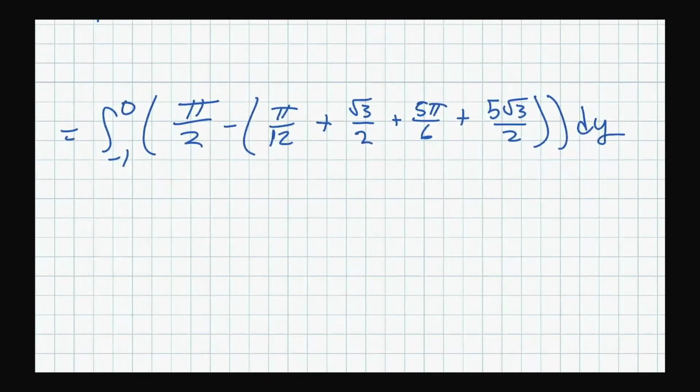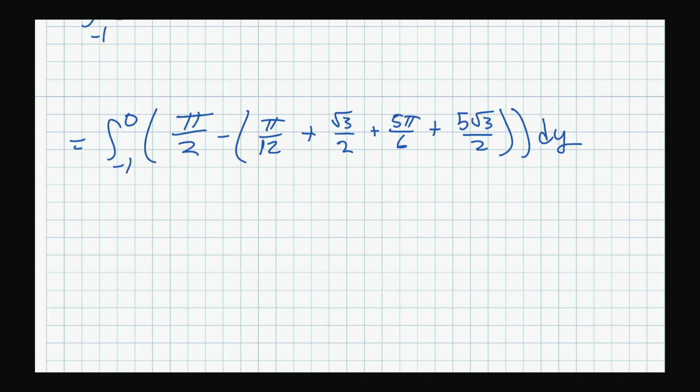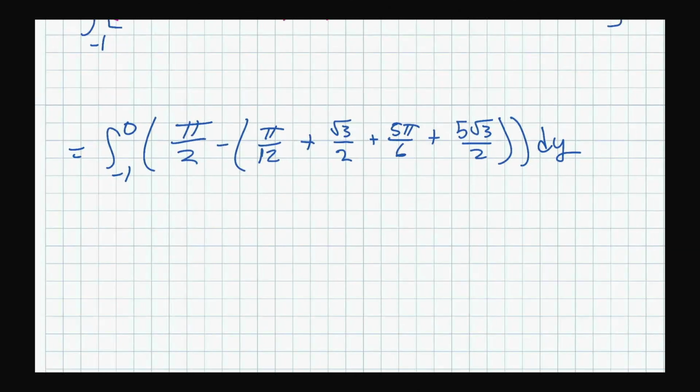Again, let's see if we can combine some like terms here. So what I'm going to do is anything with a pi in it, I'm going to add up. So I've got pi over 2, right? Pi over 2 minus pi over 12 minus pi over 12. Okay. And then plus 5 pi over 6. Oh, minus 5 pi over 6.